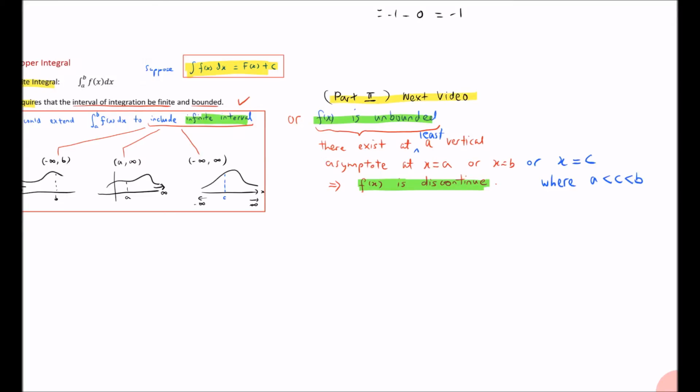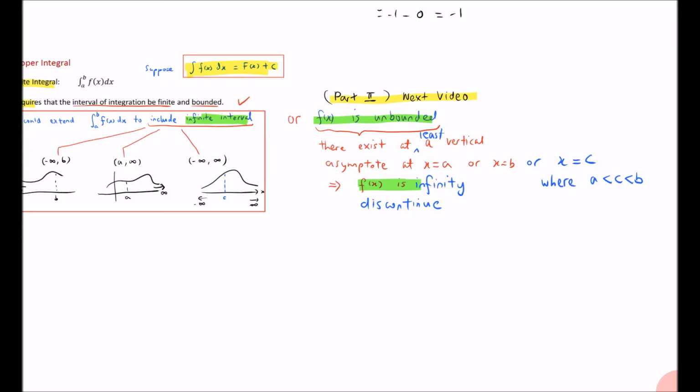Another thing I need to highlight is, f(x) is discontinuous, this is not very precise. We cannot just say it is discontinuous. We must mention that it is infinite discontinuous. So f(x) is infinite discontinuous at the x value where the graph has the vertical asymptote.